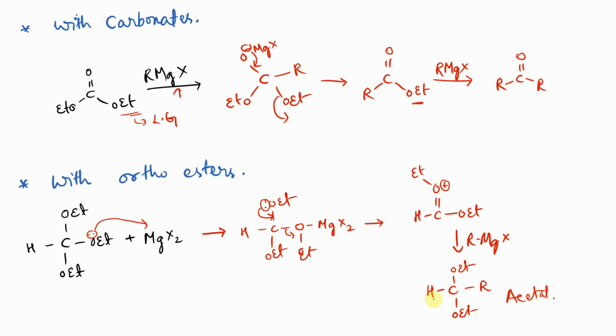So when you treat ortho esters with the Grignard reagent, the Grignard reagent turns itself into a Schlenk equilibrium Lewis acid. Therefore the ortho ester first reacts with a Schlenk equilibrium MgX2 Lewis acid. Then later it is converted to an acetal by treating with one more molecule of Grignard reagent.